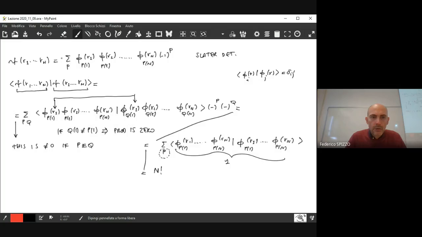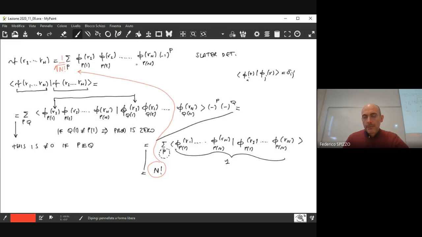So here we may include 1 divided by the square root of factorial n due to this term. So now the final expression that we may use for the Slater determinant is 1 divided by the square root of factorial n times the sum over all possible permutations of this product here times the sign of each specific permutation.